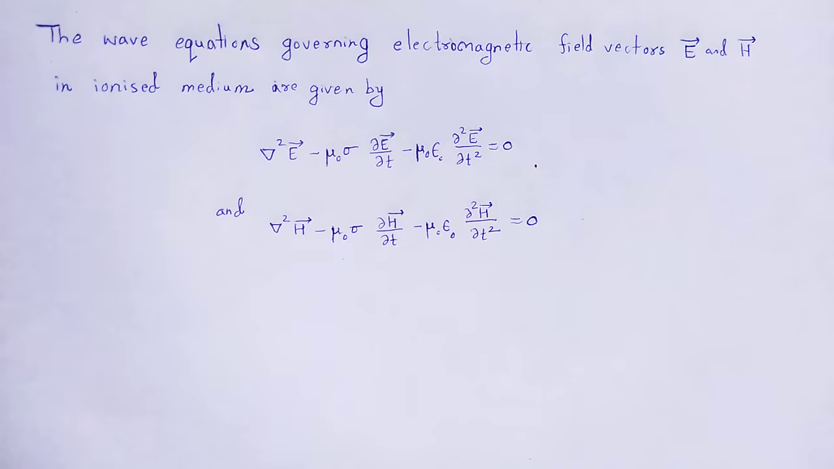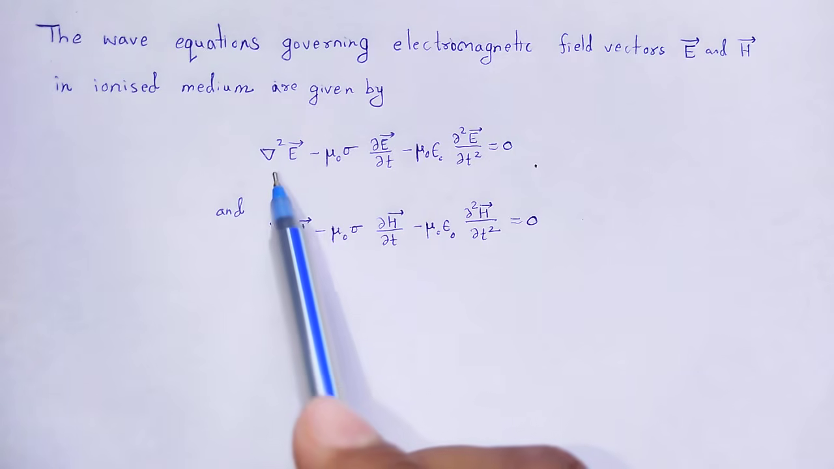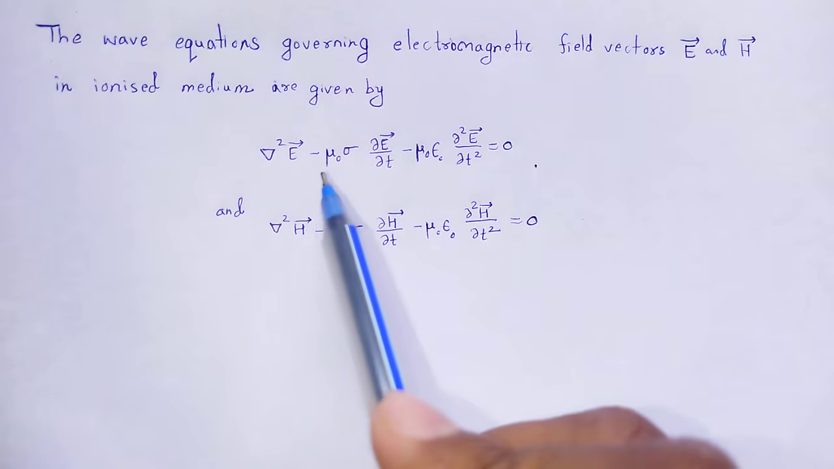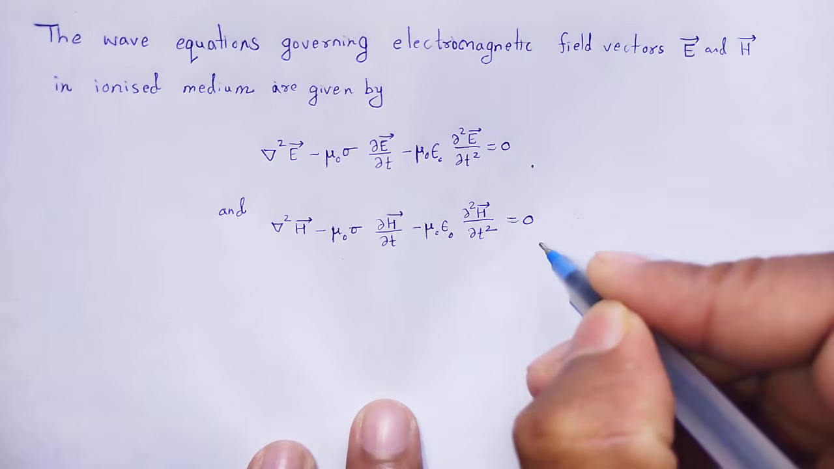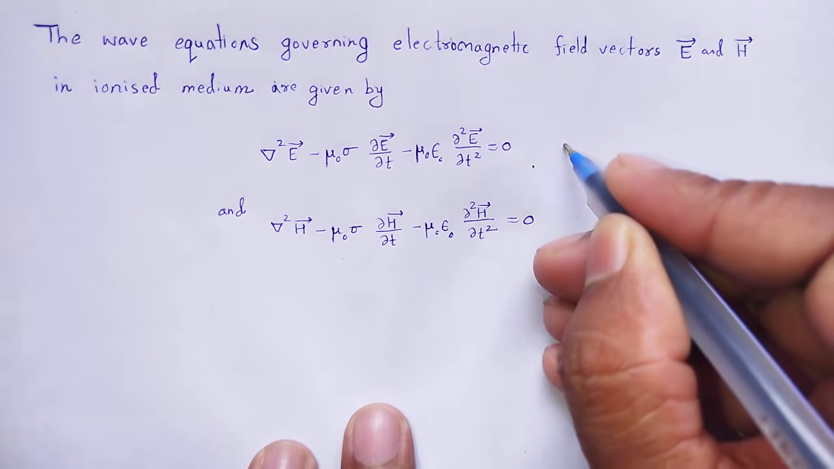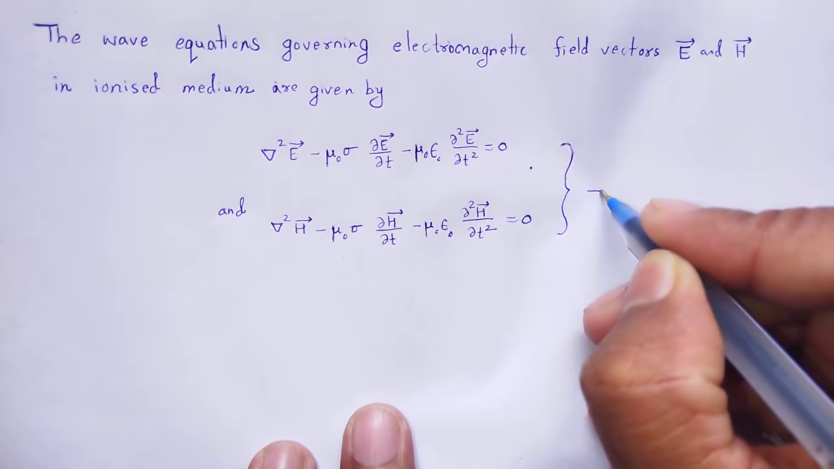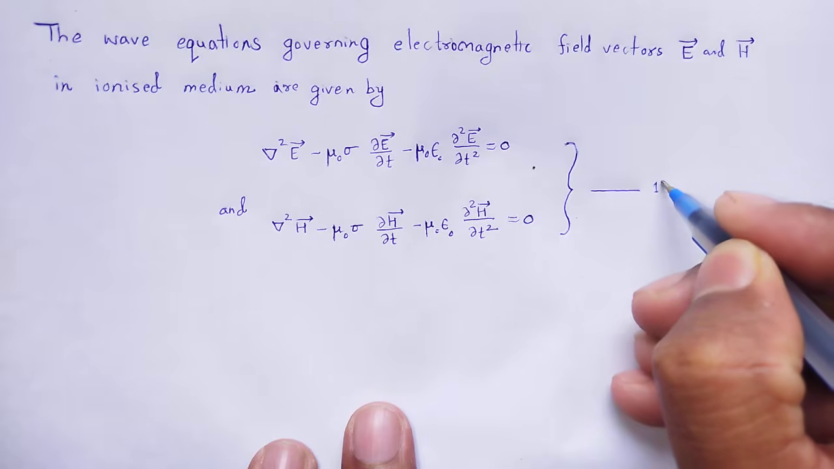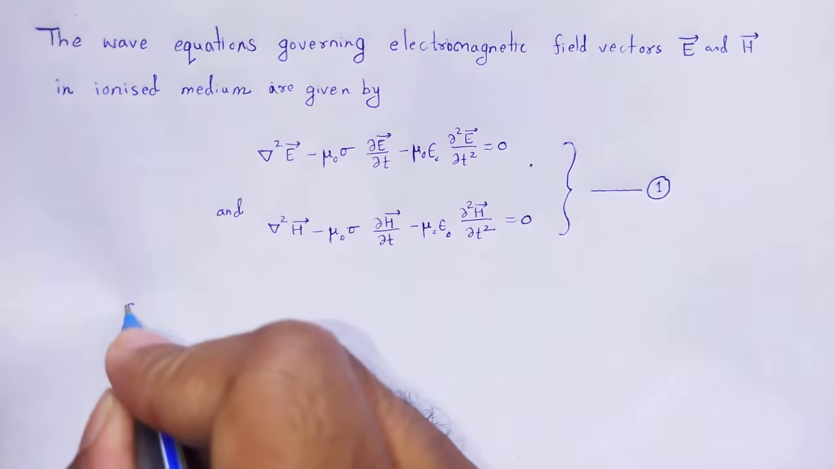We have derived the wave equations that govern the electromagnetic field vectors E vector and H vector for a particular ionized medium. That will be the equation in terms of E vector. This one is the equation in terms of H vector. Equation 1.